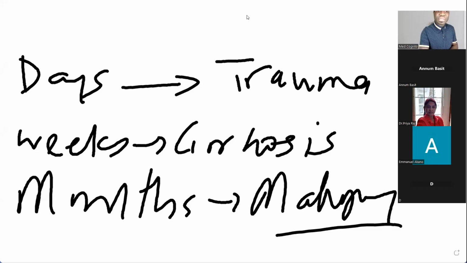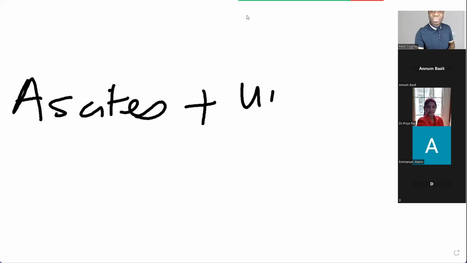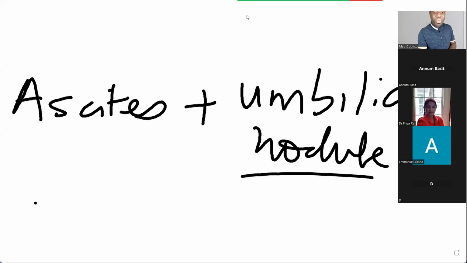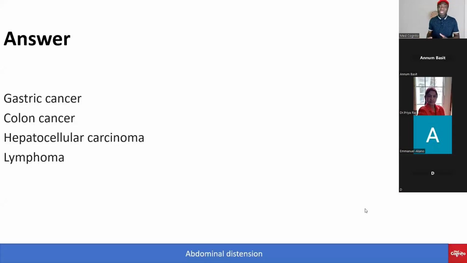Okay, so if there is ascites plus umbilical nodule, you must be able to deal with it. You should not suffer with it because we've already learned it in class. If you meet it anywhere, whether you are sleeping, walking in Walmart, or at the dining table, you should be able to recite these: gastric cancer, colon cancer, hepatocellular cancer, lymphoma. All right? Can we move on?